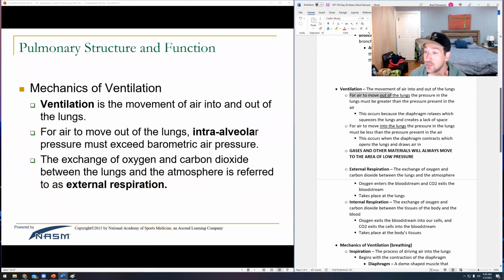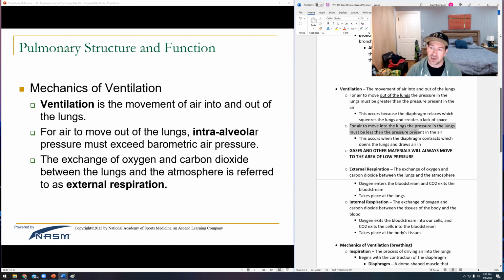So for air to move out of the lungs, the pressure in the lungs has to be higher than the pressure in the atmosphere, and that can happen because the diaphragm will relax back to its little dome shape, and that will squeeze the lungs, creating a lack of space. And then that lack of space causes air to go rushing out of the lungs, and that's how you breathe out.